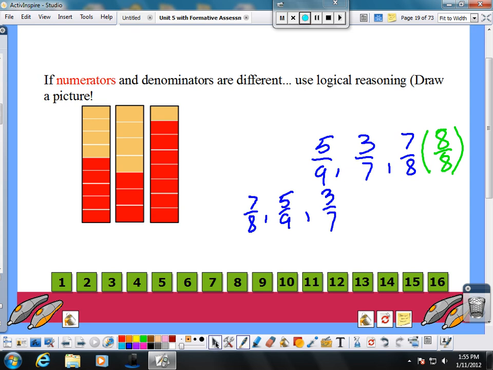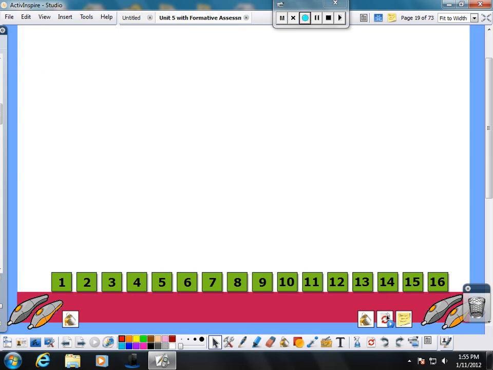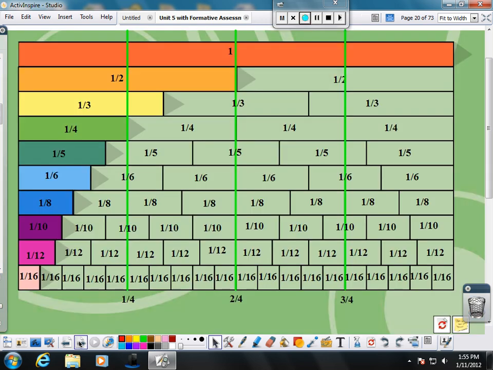All right, moving on. The last thing we're going to be looking at is this thing called a fraction wall. And I like the fraction wall. I've never used this before, but I do like it. It's a very good visual for coming up with fractions that are equal to each other. It's very easy to look down this fraction wall and determine what fractions are equal. So I have up here in my oranges my 1 whole, there's a half, there's a third, a fourth, and so on.